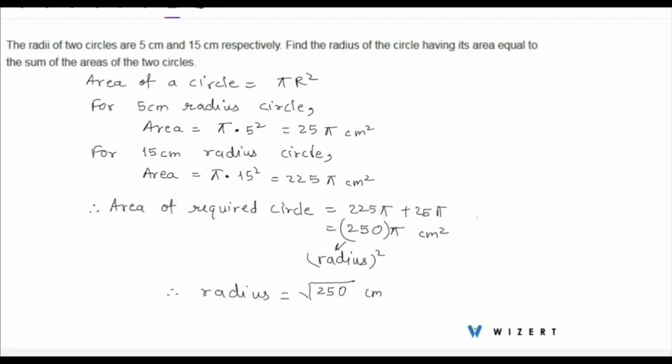So required radius is square root of 250 centimeters, which if we simplify will be 25 into 10. So 5 root 10 centimeters. This is required radius. This is the answer.